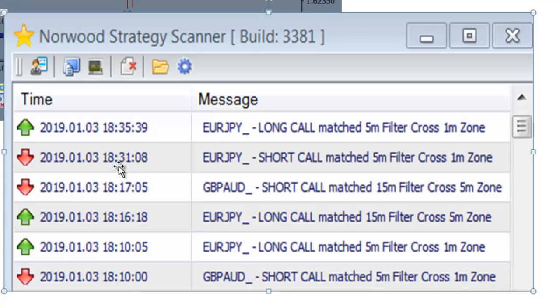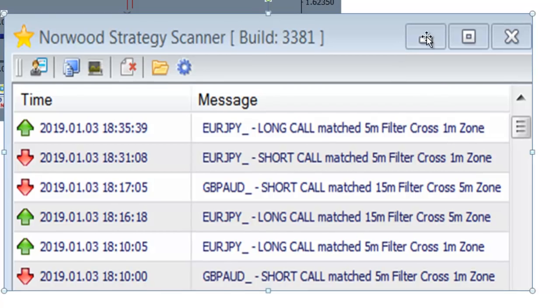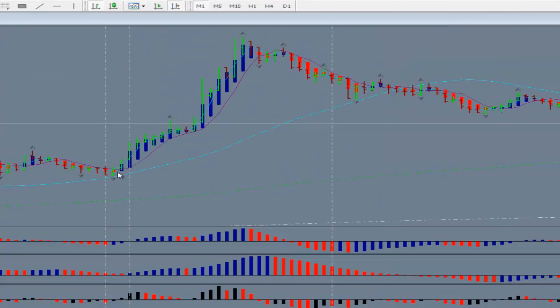This is the Euro Yen, 1831, 1835. A short signal and a long signal. So that was brought to your attention on a 5 minute filter cross 1 minute zone. Okay, look what happened here. That's where a signal scan went off.